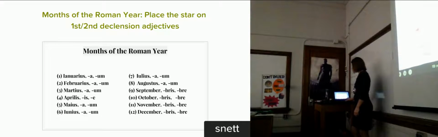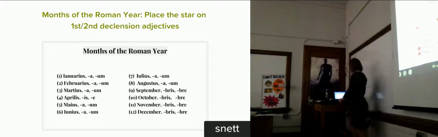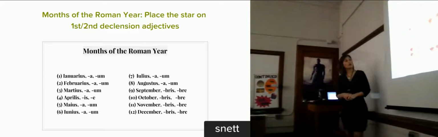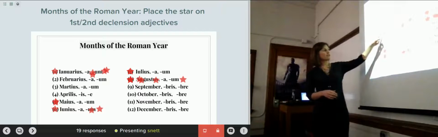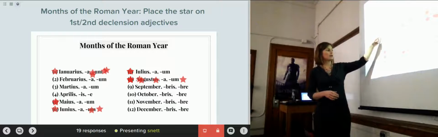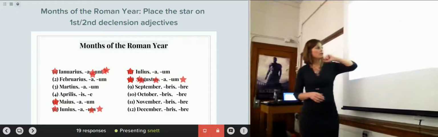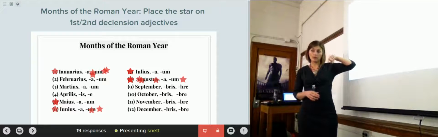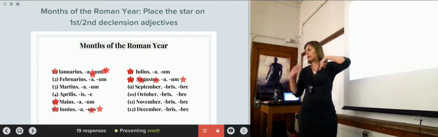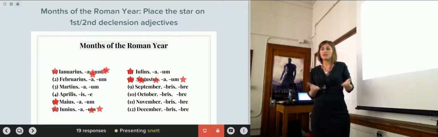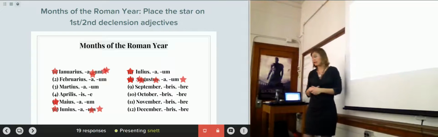Great. So Januarius, -a, -um is a first and second. You can tell it from the -us, -a, -um. Maius, Junius, Julius, and Augustus. These are all first and second. We forgot one, though, or two. Which ones did we forget? Februarius and Martius. Good. So those are also first and second declension adjectives, even though they were not originally starred by you.